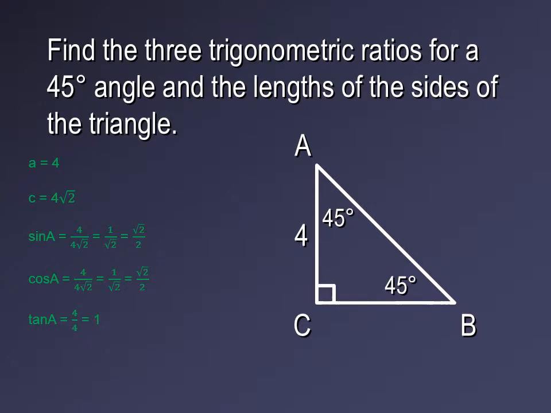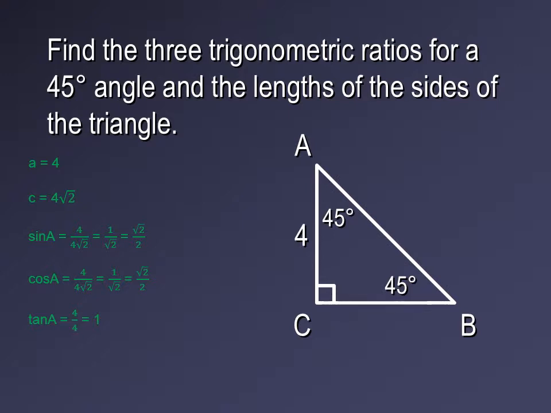Now when we do our 45 degree angle, we can either pick A or B. Both are 45 degrees. So let's just do A. So sine of A is opposite over hypotenuse. So we get 4 over 4 square roots of 2. The 4's cancel out, leaving us 1 over the square root of 2. And then we're going to rationalize by multiplying both the numerator and the denominator by the square root of 2. So 1 times the square root of 2 is the square root of 2. And then the square root of 2 times the square root of 2 is just 2, giving us our final answer of the square root of 2 over 2 for the sine of A.